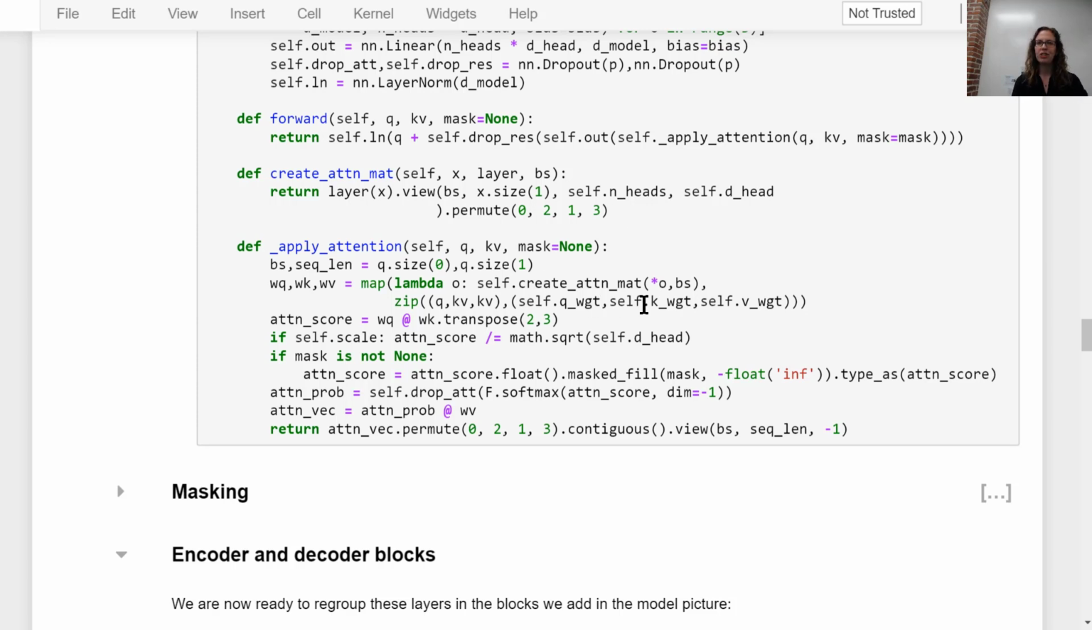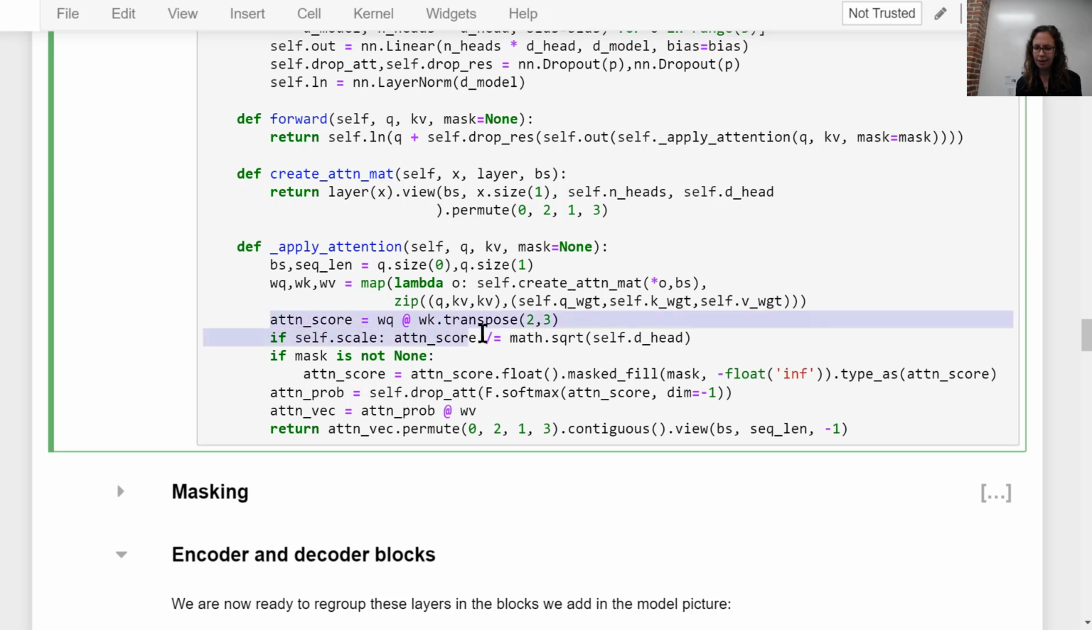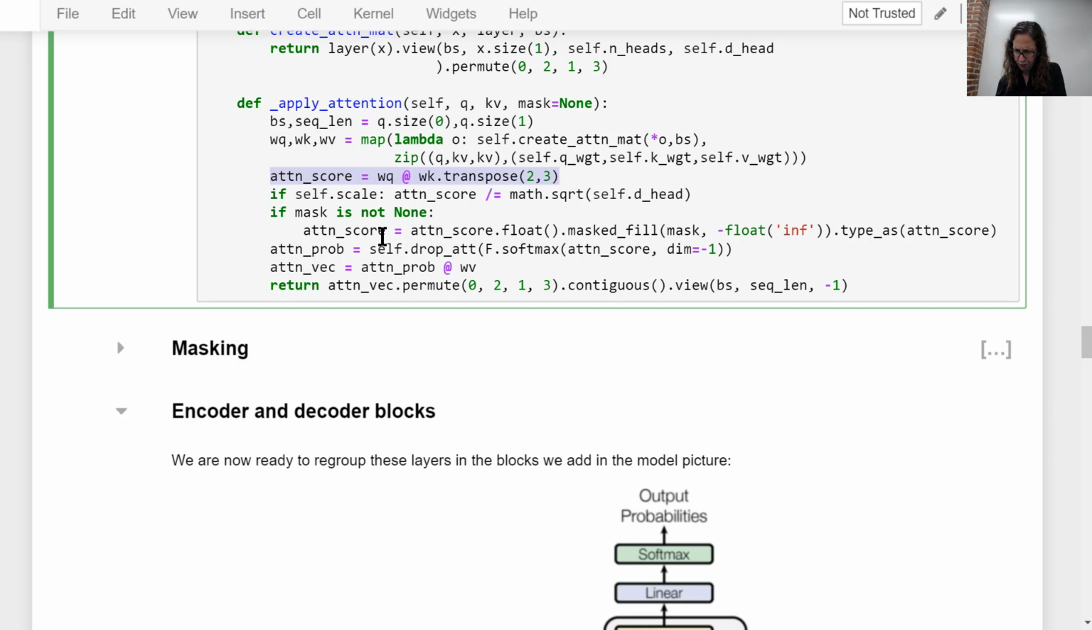There's some permuting that has to happen for these to line up correctly when you do the multiplication. But the attention score here is just WQ times WK. So that's going to give us the weights for V that we talked about, so we can take this weighted average of V. Then the attention probability is applying our dropout on the softmax of the attention score. We apply those probabilities to WV. So the attention vector is the true weighted average after we've calculated the weights from the scores. This is the code version of the picture.